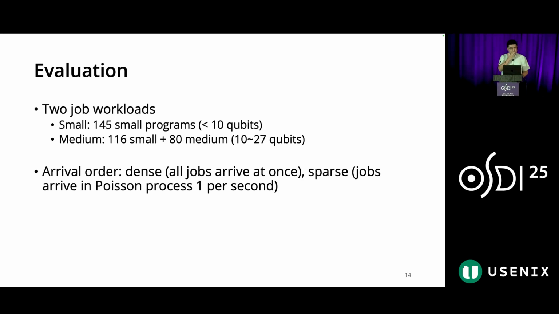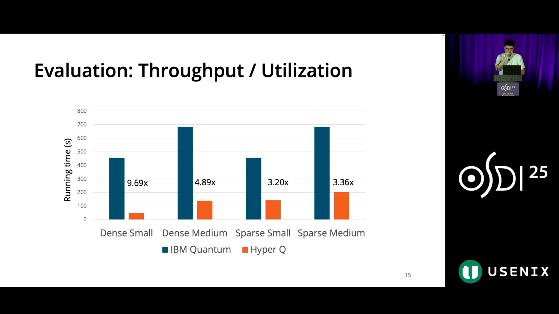We have two different types of arrival orders. One is dense, where hundreds of jobs arrive at once, and you want to maximize the utilization. The other is a sparse arrival model where, on average, one job arrives every second, and we want to evaluate the latency. We run this for different settings, and we compare our framework to a single thread execution on the IBM's cloud platform.